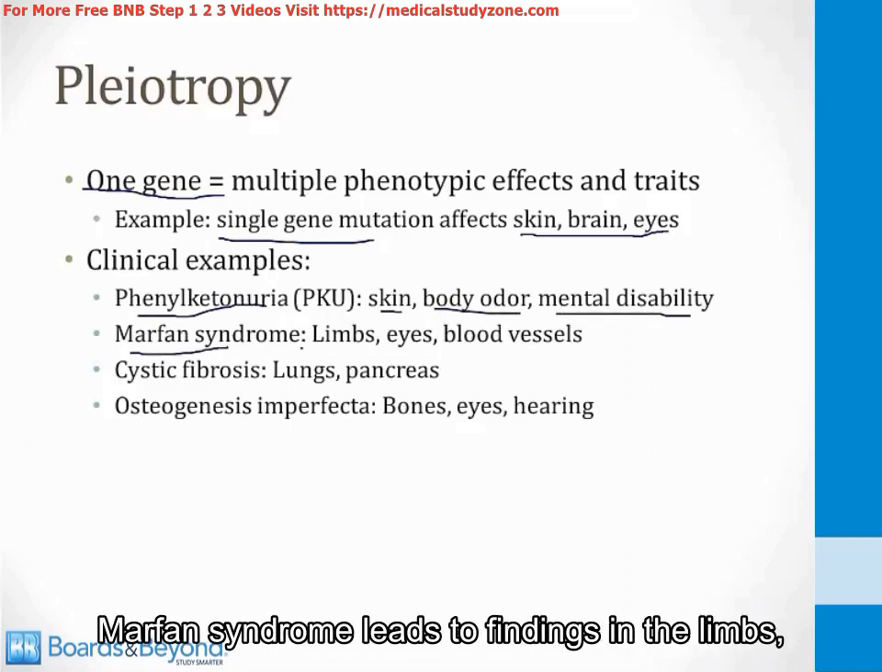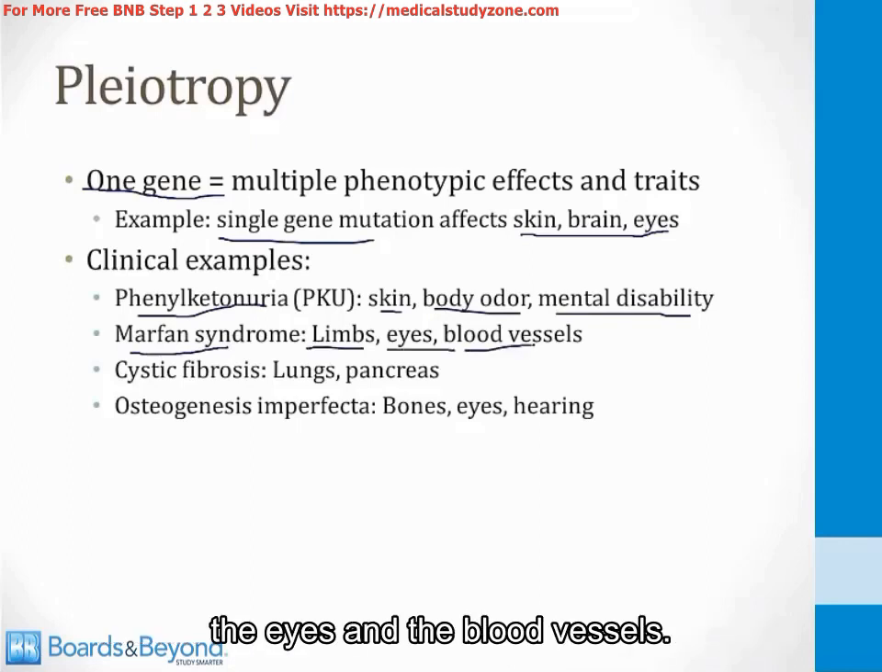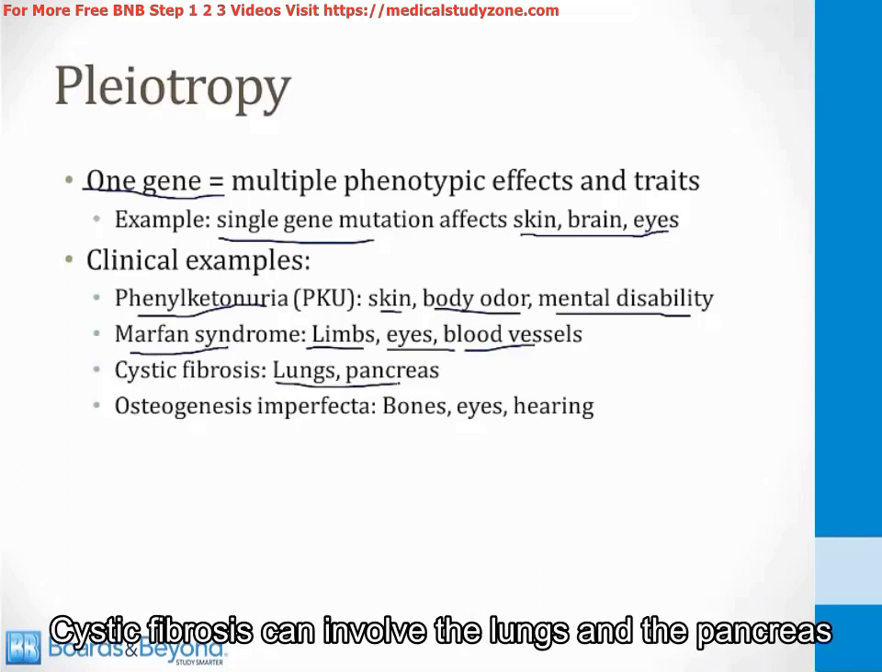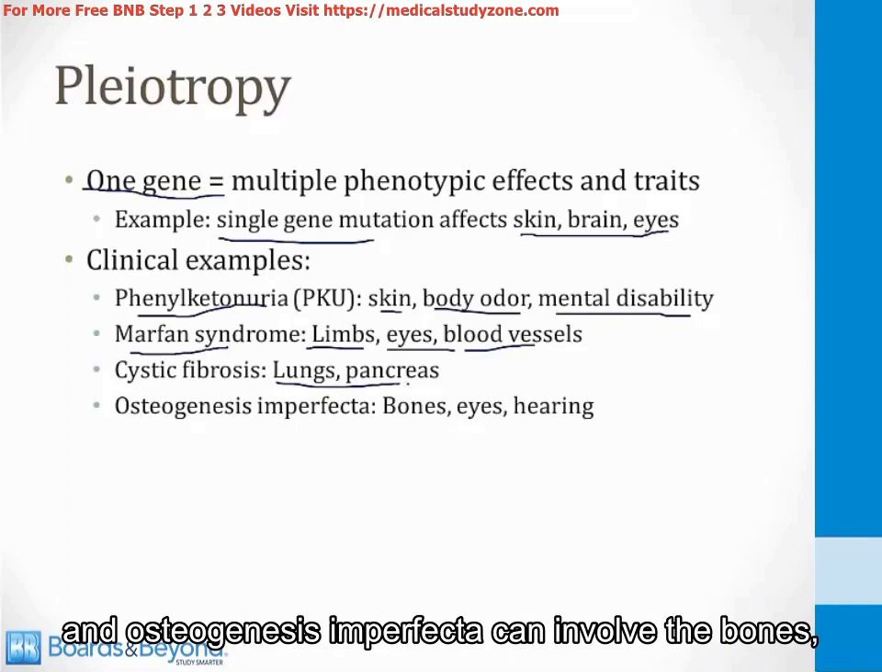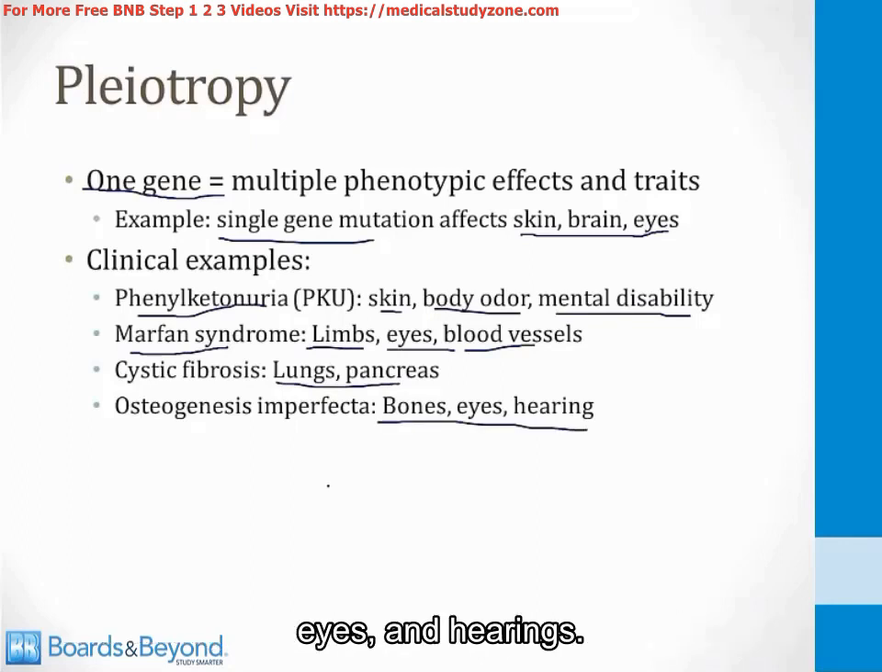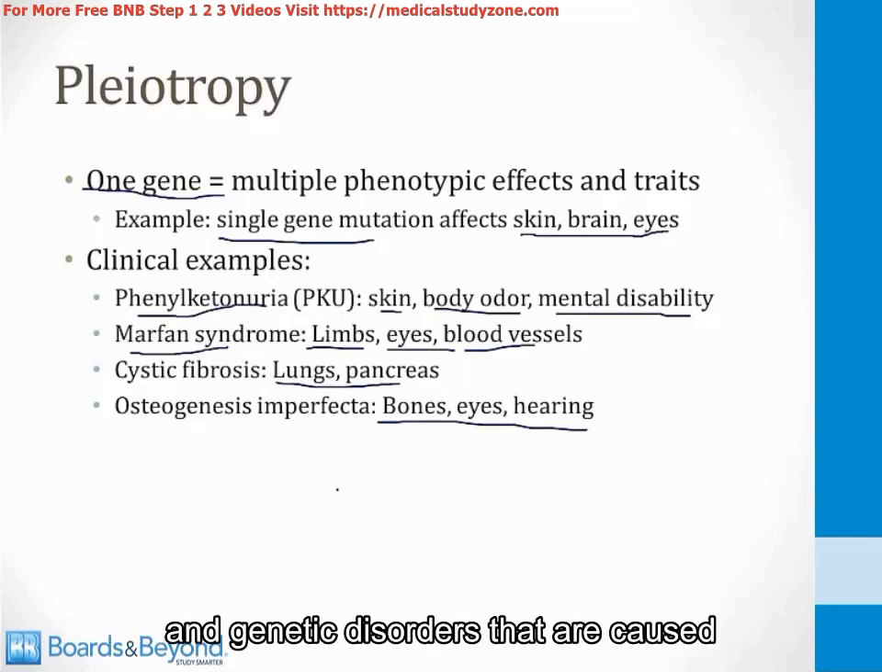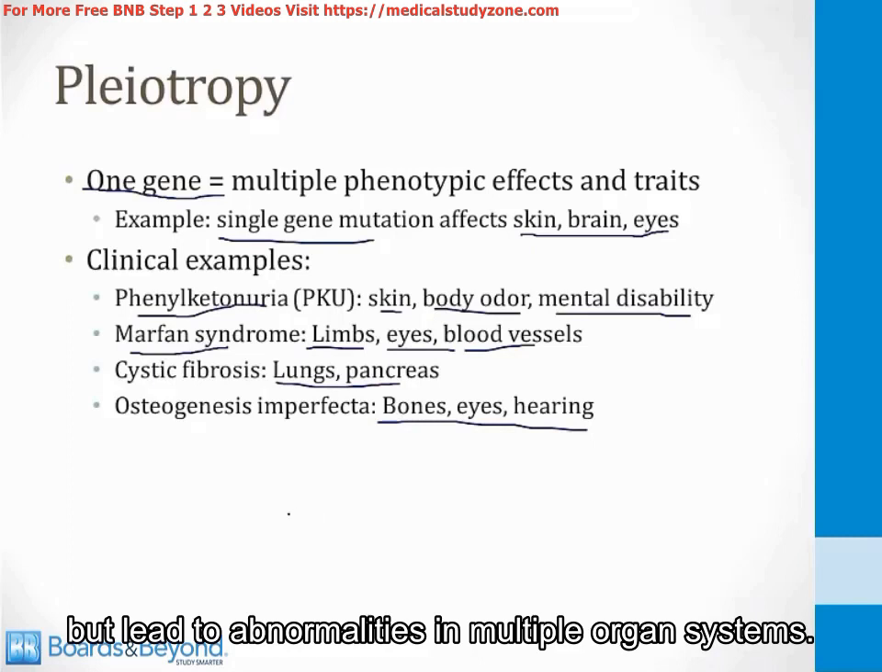Marfan syndrome leads to findings in the limbs, the eyes, and the blood vessels. Cystic fibrosis can involve the lungs and the pancreas, and osteogenesis imperfecta can involve the bones, eyes, and hearing. And there are many other examples of genes that have pleiotropic effects and genetic disorders that are caused by a single gene mutation but lead to abnormalities in multiple organ systems.